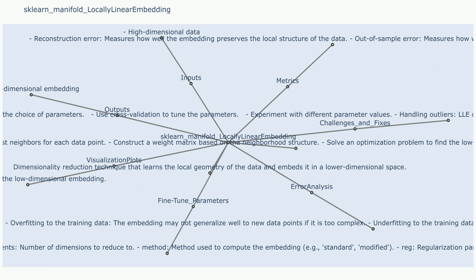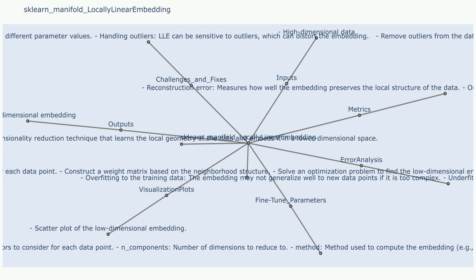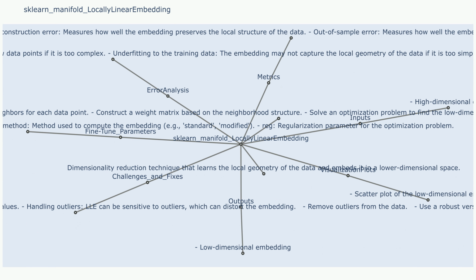Challenges and fixes. Challenge 1. High sensitivity to noise. LLE can be sensitive to noise in the input data, which can lead to inaccurate reconstruction and poor embeddings. Sample use case that resulted in challenge 1. A dataset with a high level of random noise might result in LLE misinterpreting noisy features as important for local neighborhood reconstruction, leading to a distorted embedding.